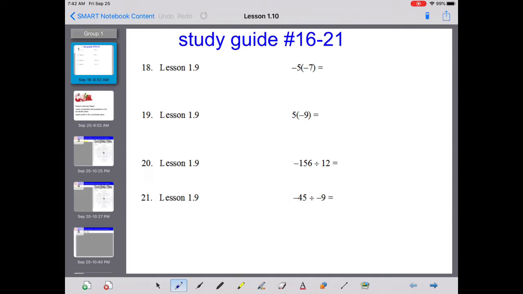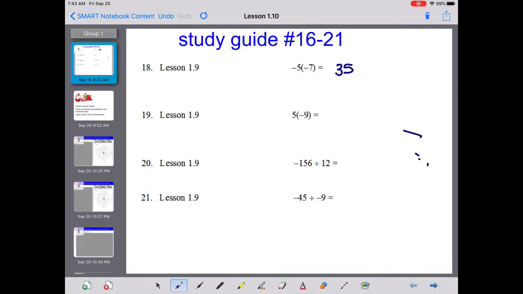All right, so the first few questions on your study guide are a negative times a negative. And remember, when the signs are the same, a negative times a negative is a positive answer. And then you simply multiply the 2 numbers. 5 times 7 is 35, and my answer is positive 35.